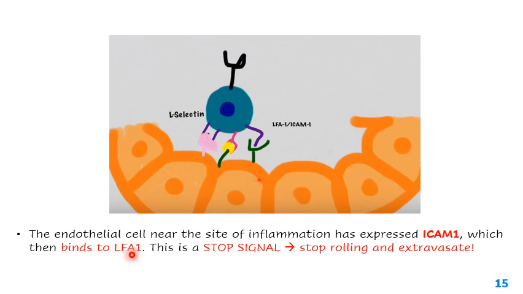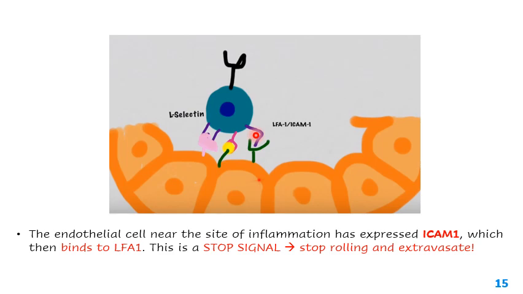Extravasation. It is not the slow down step. The slow down step is for rolling, CCL19, 21. This guy, ICAM1, is like, stop. Don't roll anymore, just stop. So ICAM1 interaction is the stop signal. So the cell is going to be rolling and rolling, and when it gets there, it's stuck. That's what it's supposed to be.